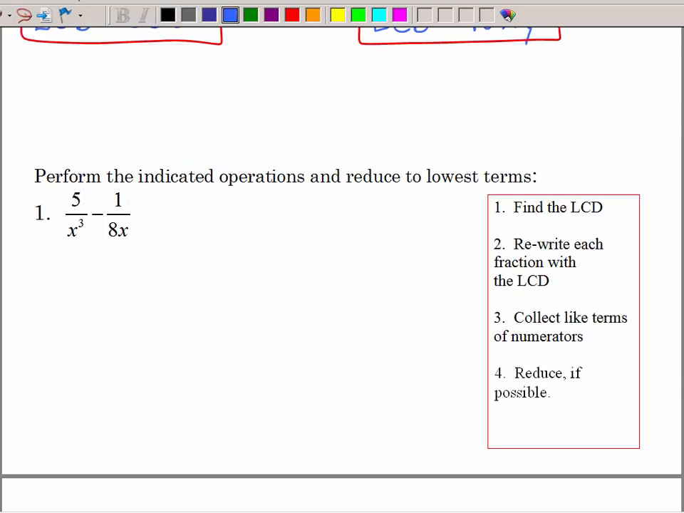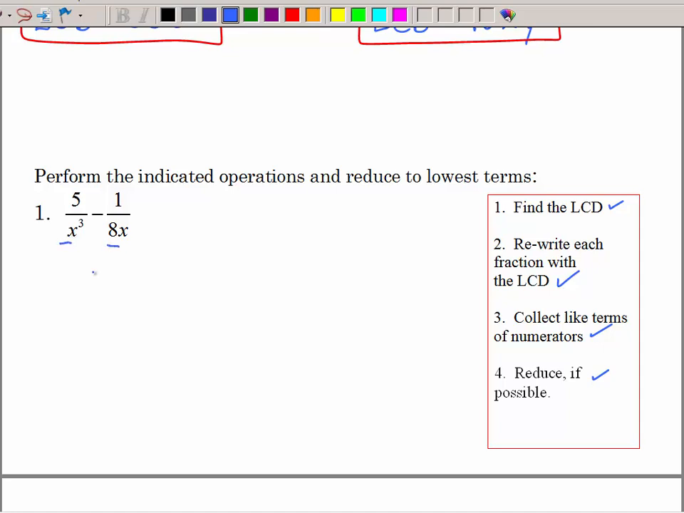So now we're going to start adding and subtracting these rational expressions that have different denominators. So the process is find the LCD, rewrite each fraction with that LCD, then we collect like terms of the numerators, reduce if possible.